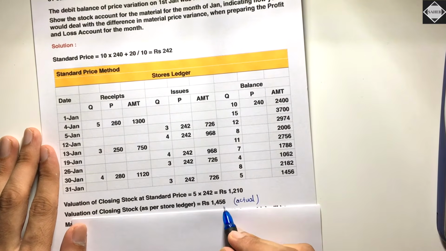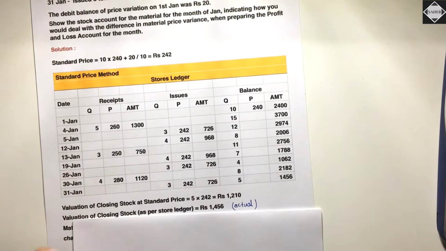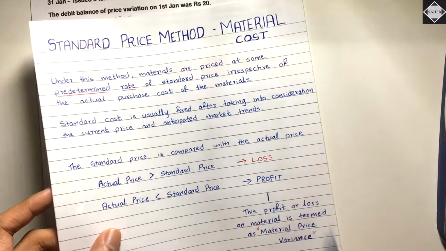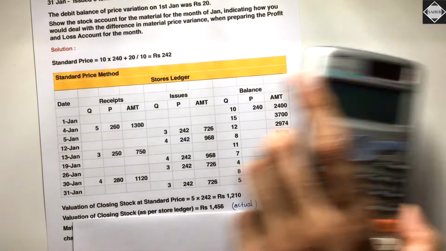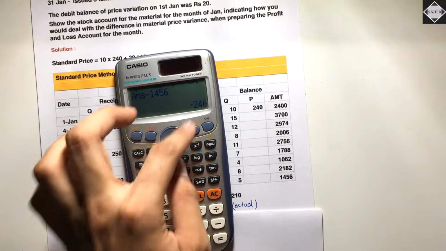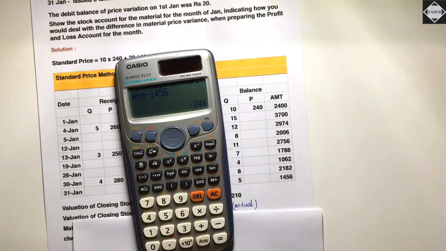Standard is less than the actual. Actual is more. Actual price is more than the standard price. So we have a loss. Loss of how much? Minus 1456. Right? So that's equal to 246. There is an unfavorable variance of 246.